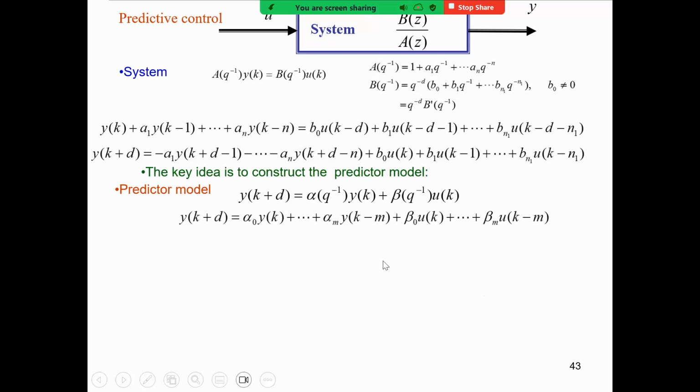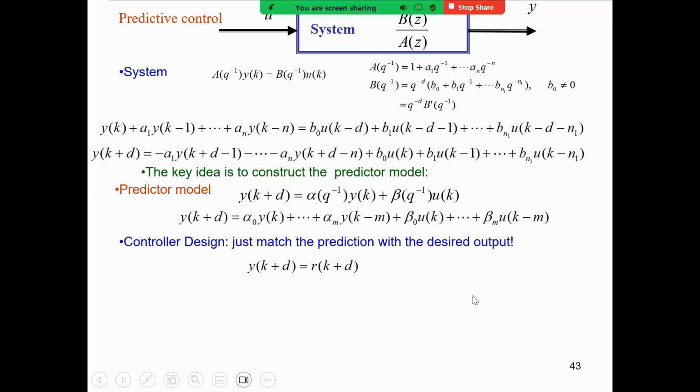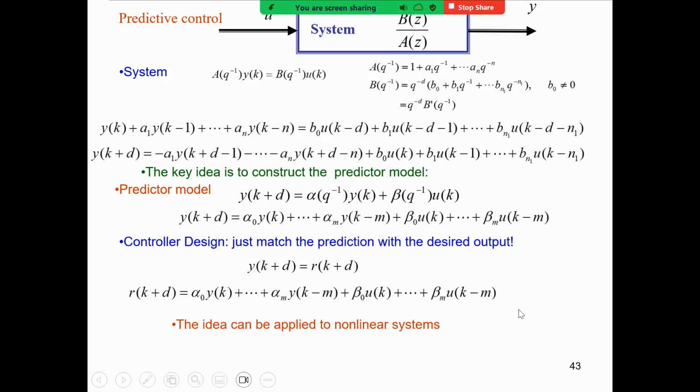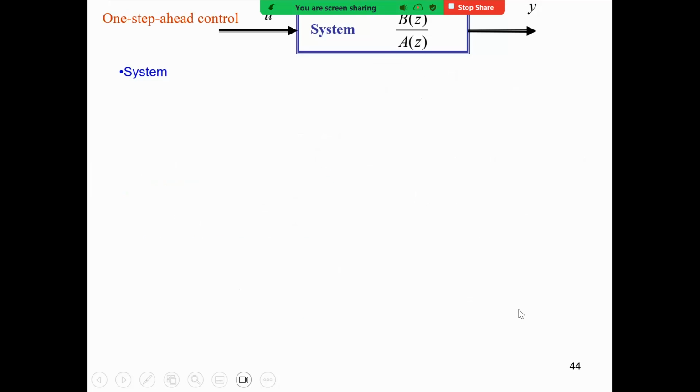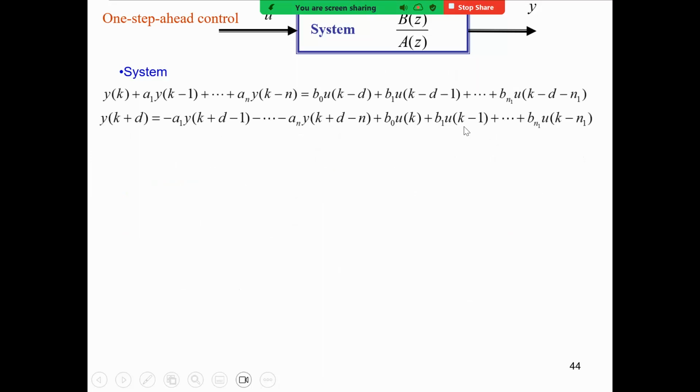And in this process, whenever you have signals in the future, just match the prediction with the predicted values. But for the controller design, once you have the predictor, you match the prediction with the desired output. So this idea can be applied to nonlinear systems. About how you do that, we say this one, you do it.